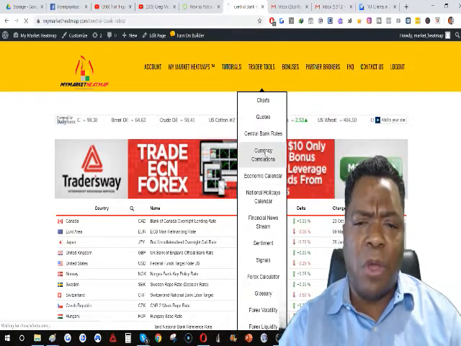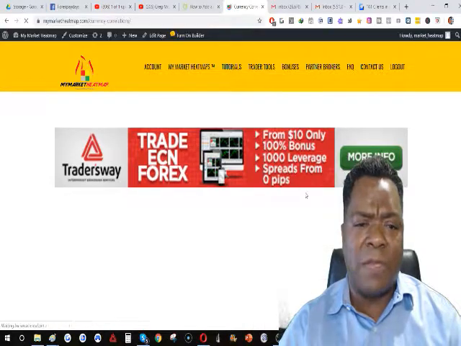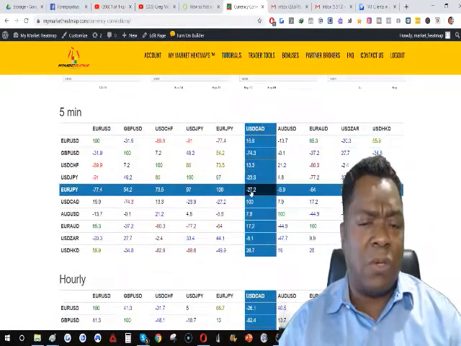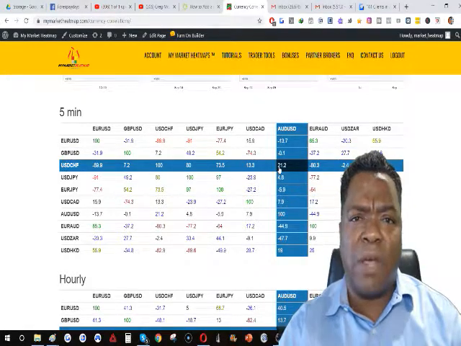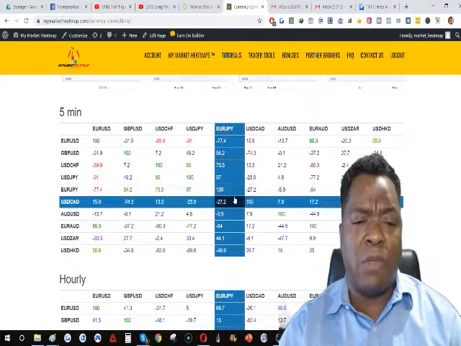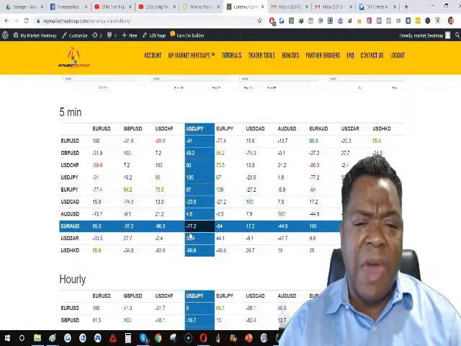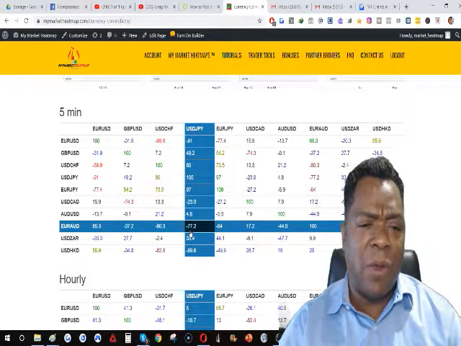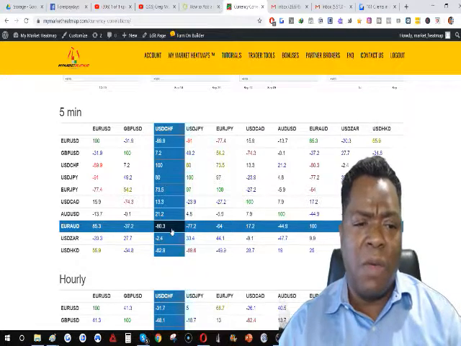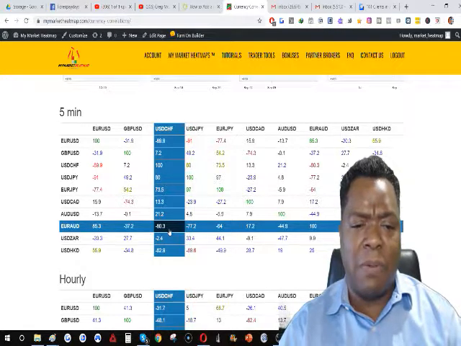Okay, next we have currency correlations, and Myfxbook has really great currency correlations. I use currency correlations as a way of determining if a currency pair is making a fake move, because other currencies will have like 70 or 80% correlation. Like look at the 5-minute correlation of Euro Aussie and dollar Swiss, 80% negative. That means they move in opposite directions. So if Euro Aussie is going down, dollar Swiss should be going up, and vice versa.